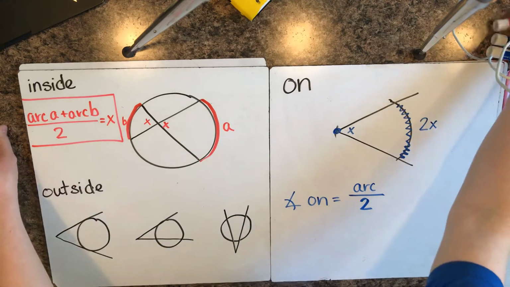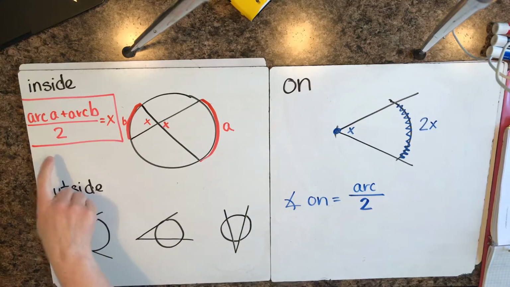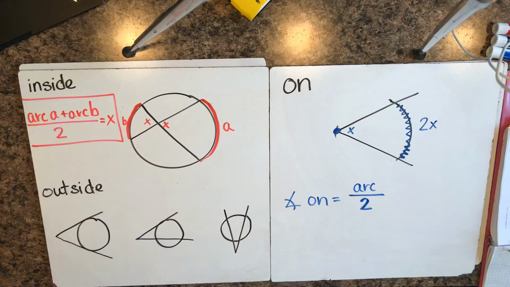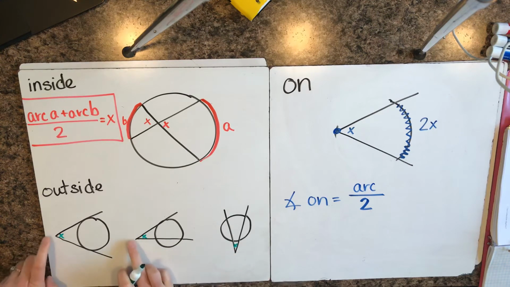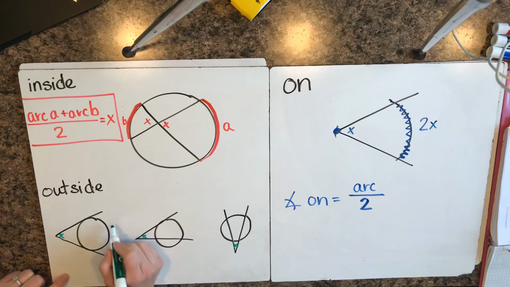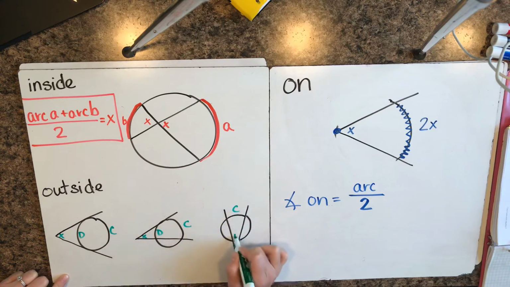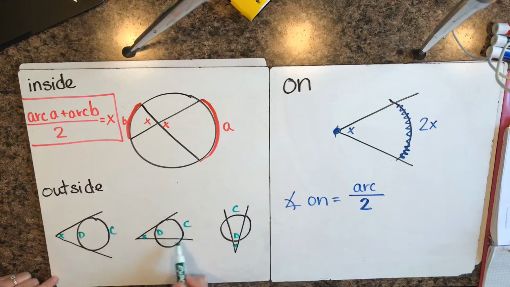Finally, when the two lines meet on the outside, our formula is going to look really close to this, but the difference is instead of adding, we're going to be subtracting. So again, the angle x. Now these are three different examples, but notice the lines are meeting on the outside in all three. And I'm going to use C and D. Notice I made C the big arc on every single one. D is going to be the small arc.